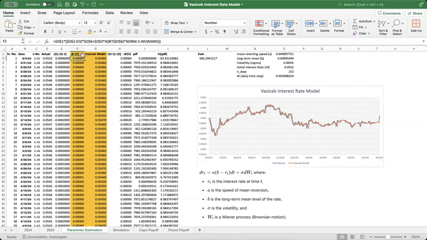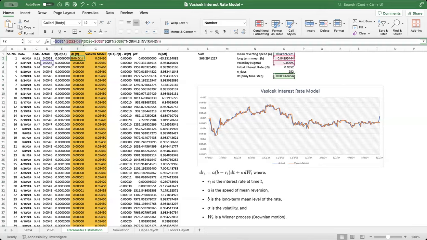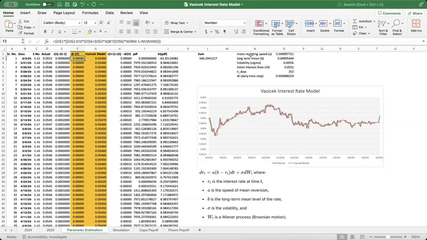Now using the Vasicek model, we are again trying to find the change in rates. As we all know, this is the equation of Vasicek. Let me walk you through the terms here. This a term is nothing but your mean reverting speed, b is your long-term mean, and sigma is your volatility. These are the three important terms which we will be using in our Vasicek model.